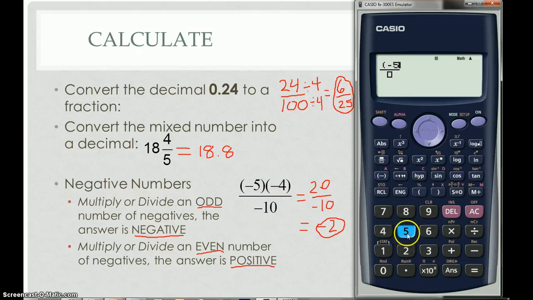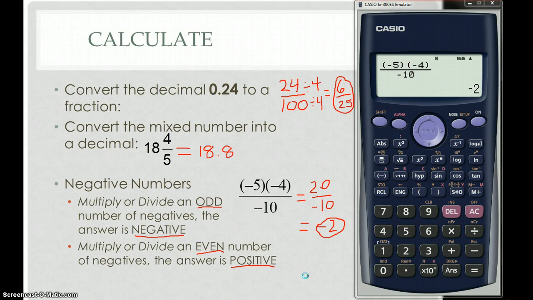So -5. Because both of those are in the top of the fraction, I want to make sure I type it in exactly the way it looks. Because order of operations is very important, and if you type it exactly the way it looks, you know it's going to do the order of operations correctly. So that gave us the same answer, -2.